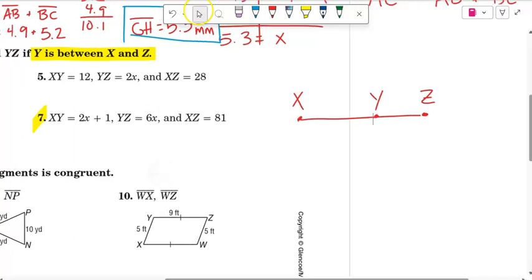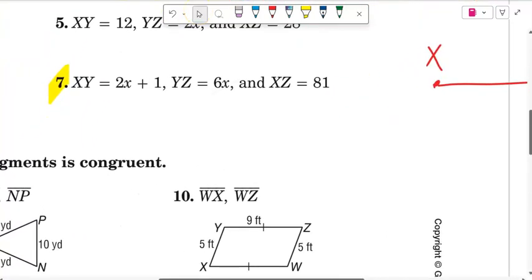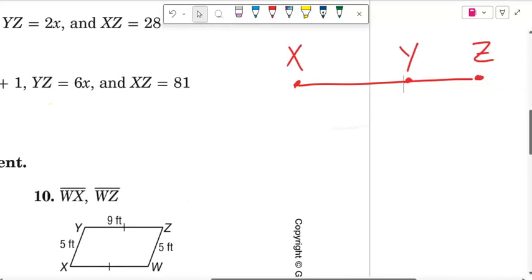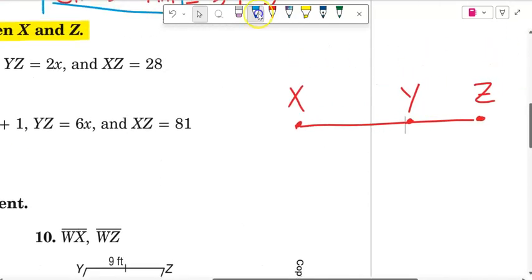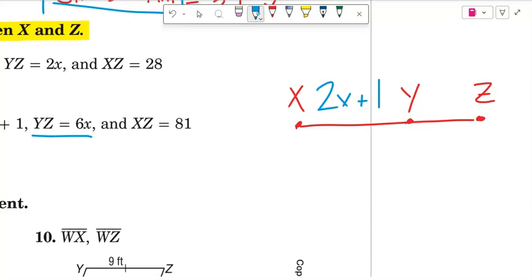And then we've got to go back to our problem and fill in what we know and what we don't know. So this says xy equals 2x plus 1. Okay, so above the line right here between x and y, I'm going to label that part of the segment, 2x plus 1. It says yz equals 6x. And then xz equals 81.